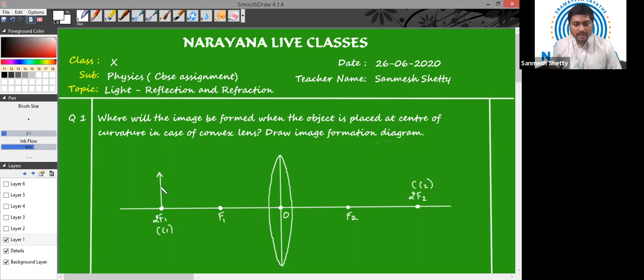So I have kept my object at the distance 2f1, where I have marked C1, the center of curvature of my first spherical surface. So let us draw the first ray, the ray which is parallel to the principal axis. Now we know that the ray which is parallel to the principal axis, after refraction, will pass through the focus of a convex lens. So like this.